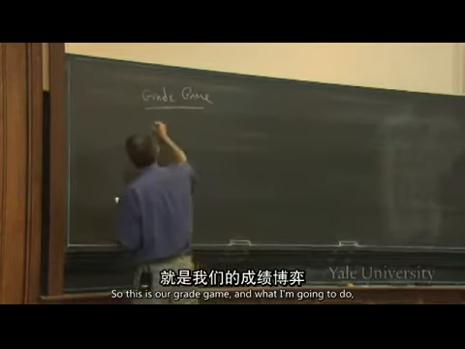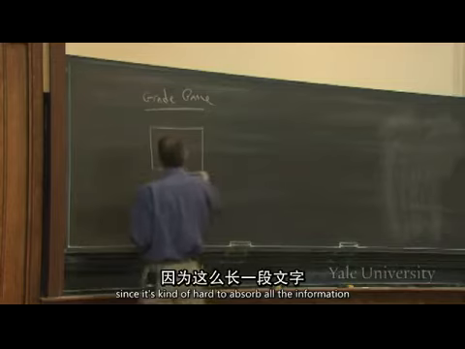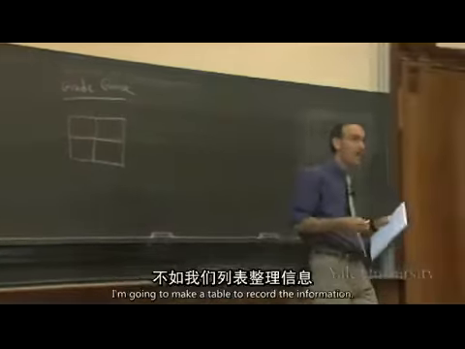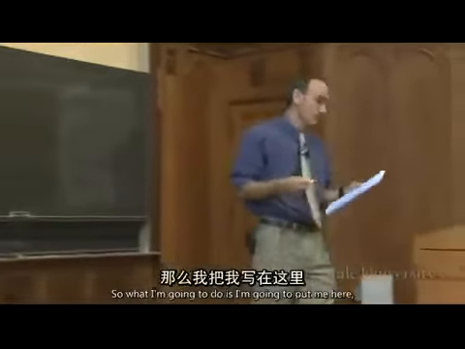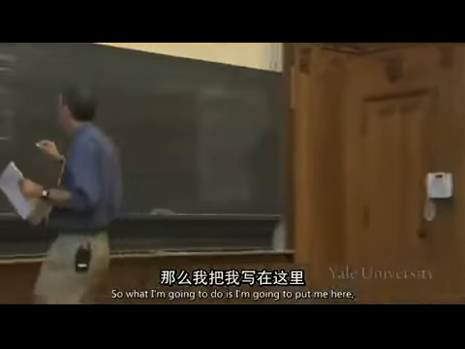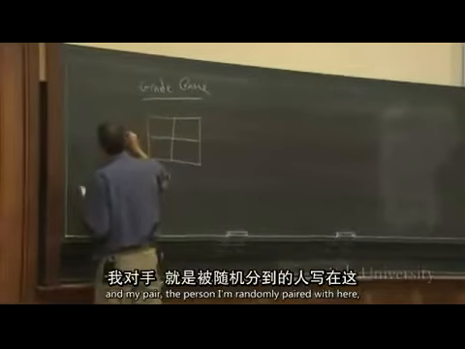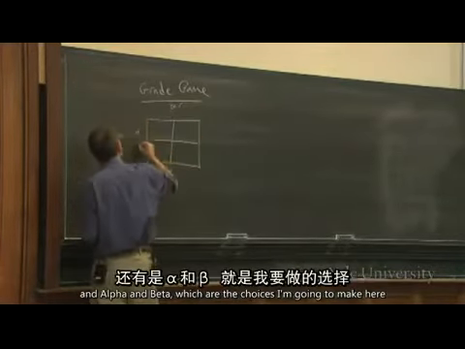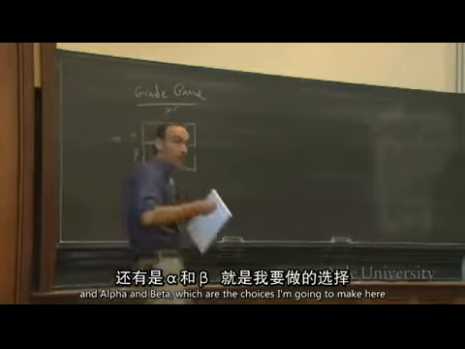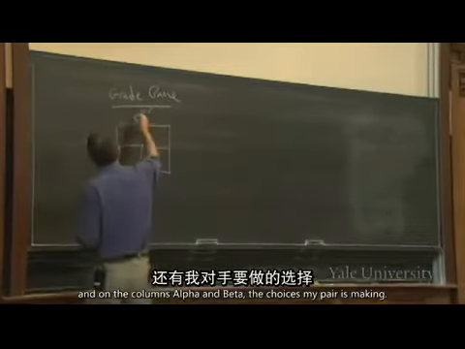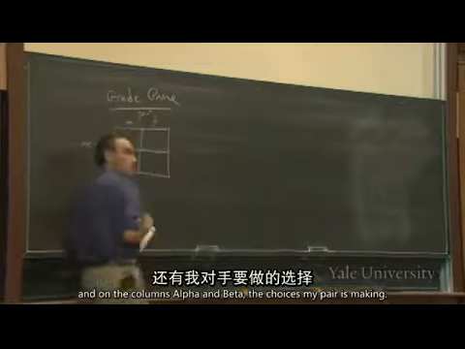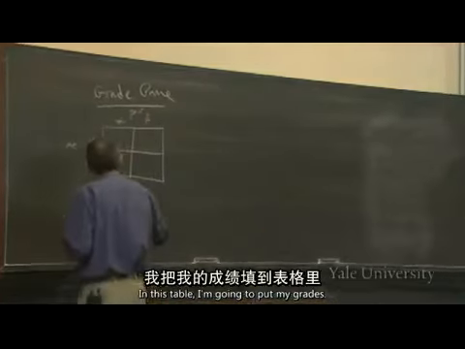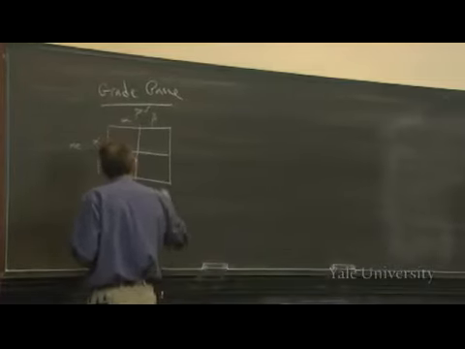And what I'm going to do, since it's kind of hard to absorb all the information just by reading a paragraph of text, I'm going to make a table to record the information. Okay? So I'm going to put me here, and my pair, the person I'm randomly paired with, here, and alpha and beta, which are the choices I'm making, and on the columns, alpha and beta, the choices my pair is making. And in this table, I'm going to put my grades.